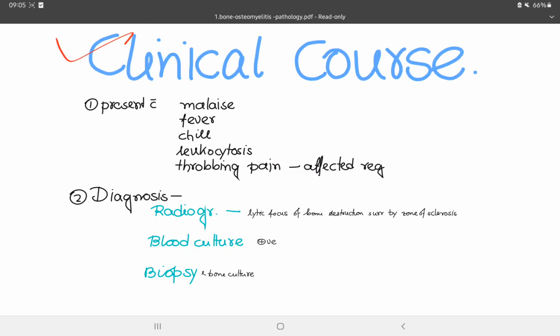Clinical course of pyogenic osteomyelitis. It presents with malaise, fever, chills, and leukocytosis. There is throbbing pain in the affected region. Diagnosis is by radiography, where a lytic focus of bone destruction surrounded by a zone of sclerosis can be seen. The blood culture may be positive. We can detect the organism responsible for this in the biopsy and the bone culture.